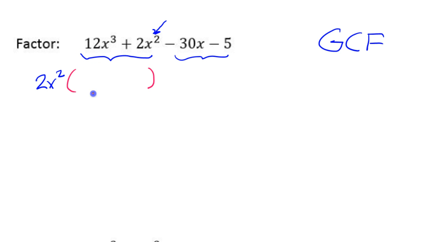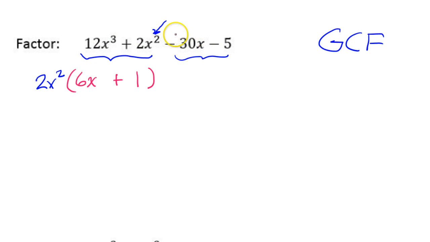Okay, so now what does that leave on the inside of the parentheses? Well, 2 times 6 is 12. X squared times x will give me x to the 3rd power. And 2x squared times 1 will give me 2x squared back. A common mistake is to leave off the 1. That 1 needs to be there. If you do the distributive property, it should get you back to where you started.